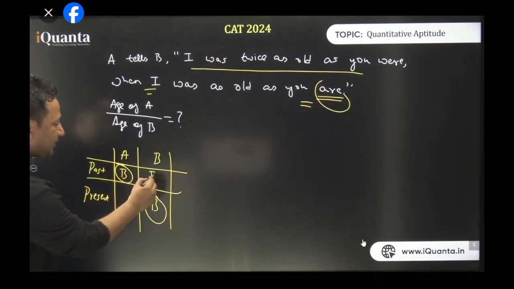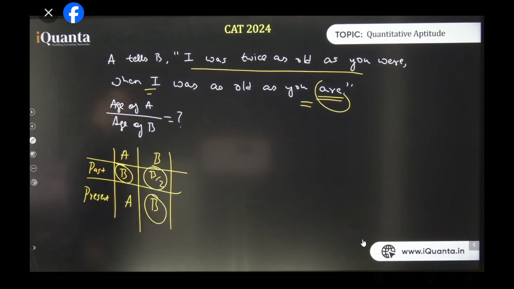A was B years old, so B must be B by 2 years old at that time. Can we say that? I was twice as old as you were. So if I was B years old, you were B by 2 years old. Isn't it?